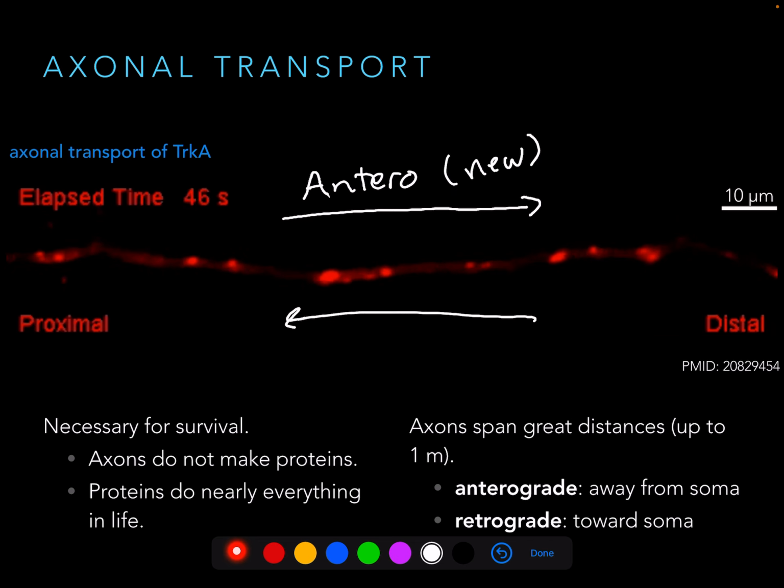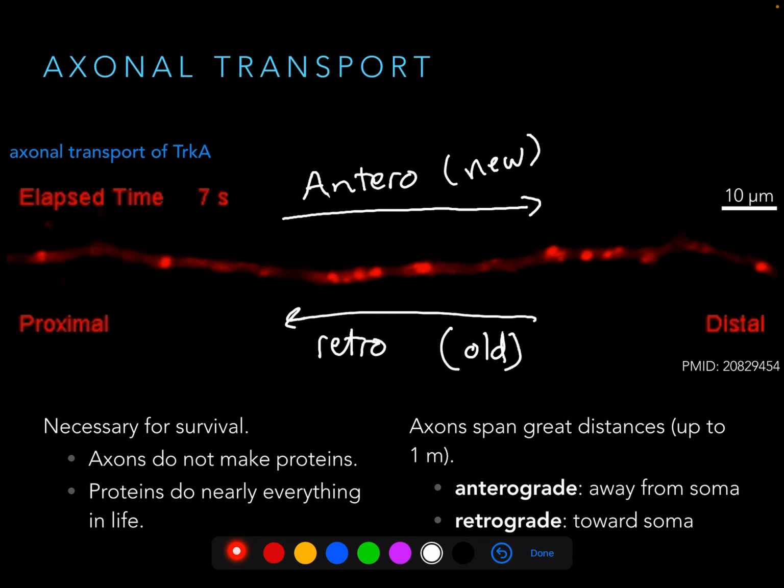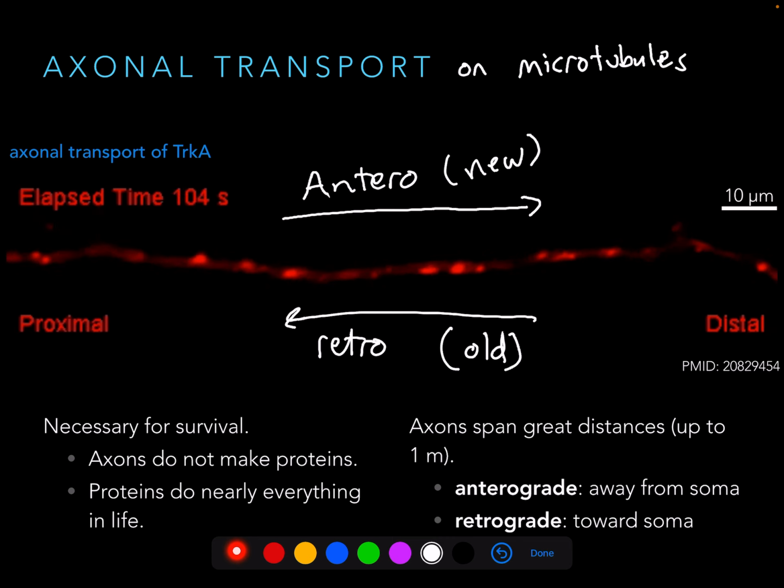The old proteins come back along retrograde transport. That is, they go from the synapse back to the cell body. So we're always shipping stuff in both directions. New proteins from the cell body via anterograde, and old proteins back to the cell body via retrograde axonal transport. Keep in mind, all of this happens on microtubules. Because this is necessary for survival, anything that messes with microtubules or axonal transport will kill the neuron.